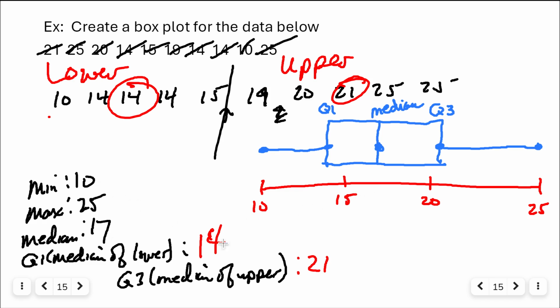Okay? So finding the numbers is actually not complicated. It's a little complicated to draw it. It's a little weird. But hopefully finding the numbers isn't complicated. You just basically are finding the median 3 times. Once for the whole set, and then once for the stuff to the left, and once for the stuff to the right of that median.